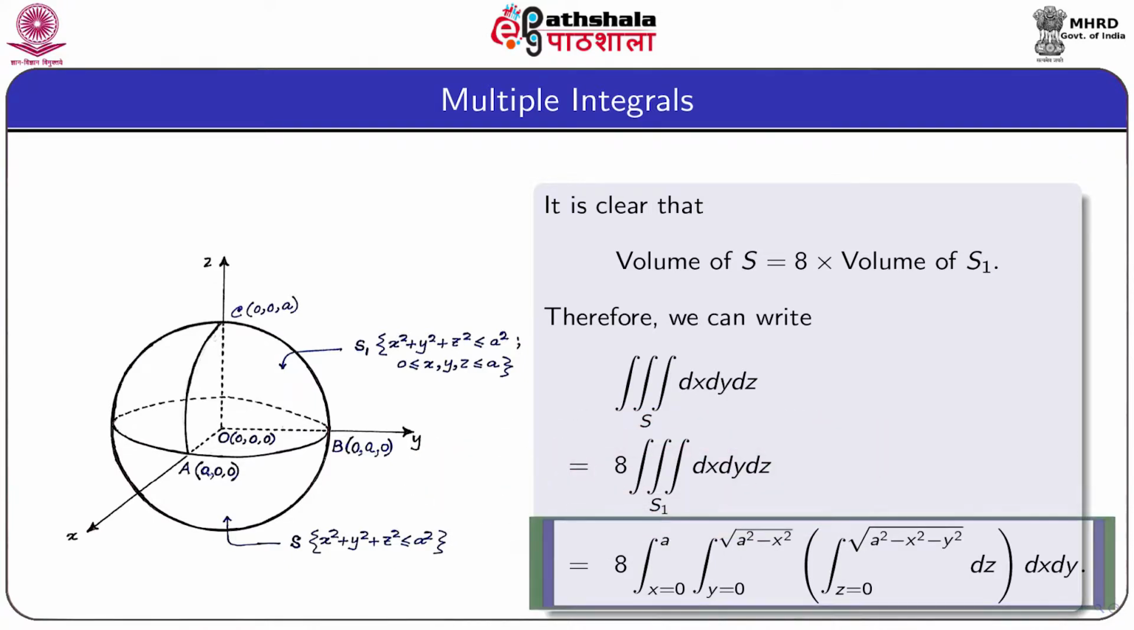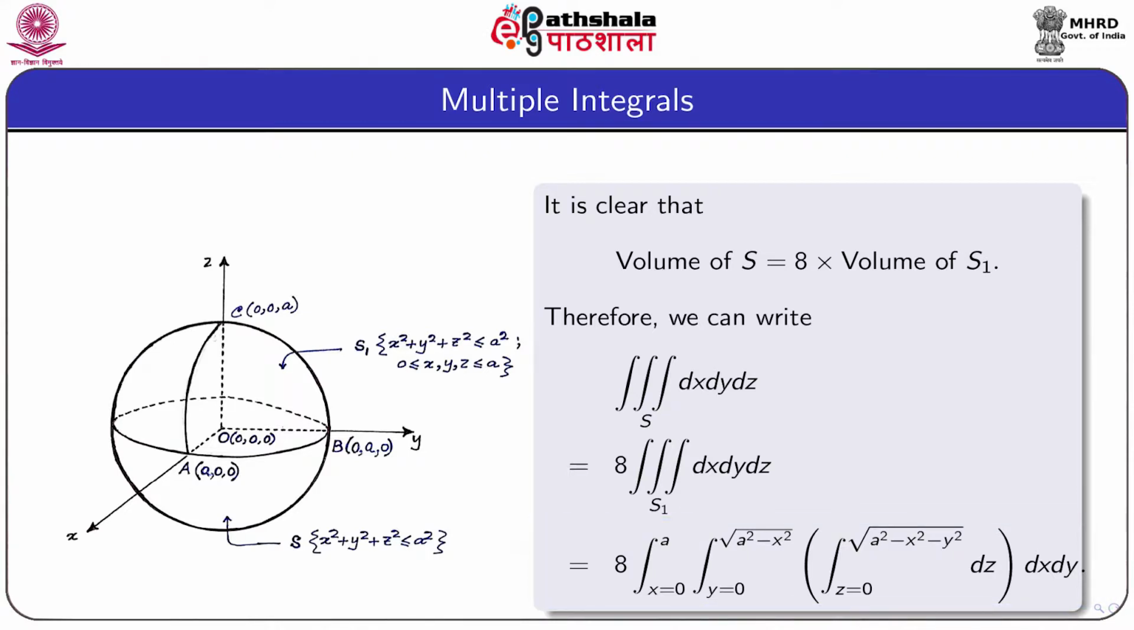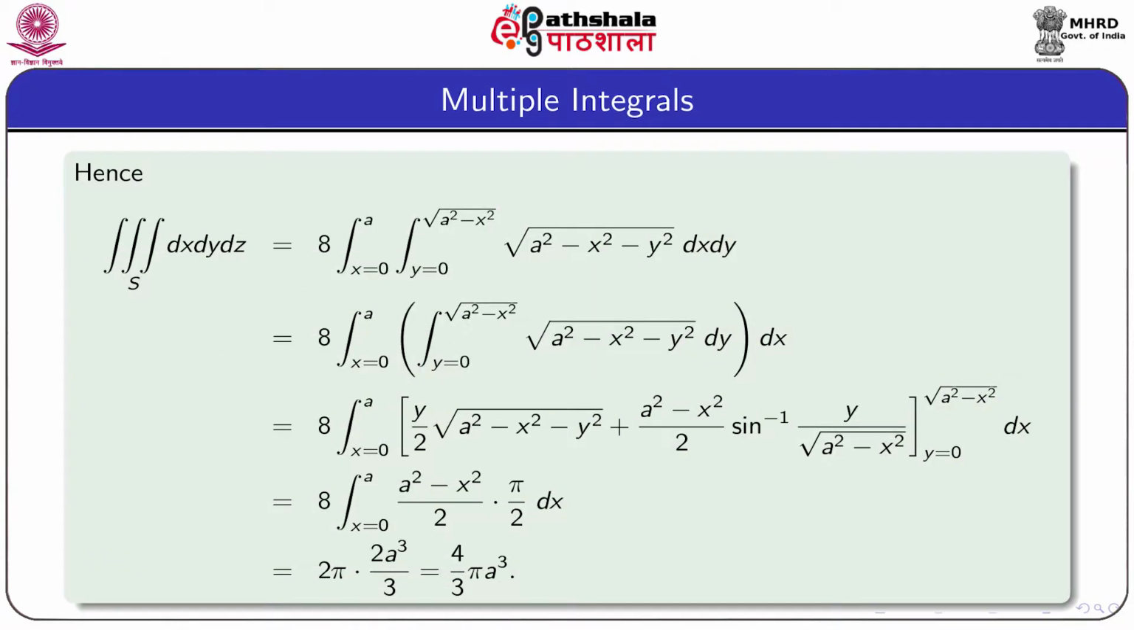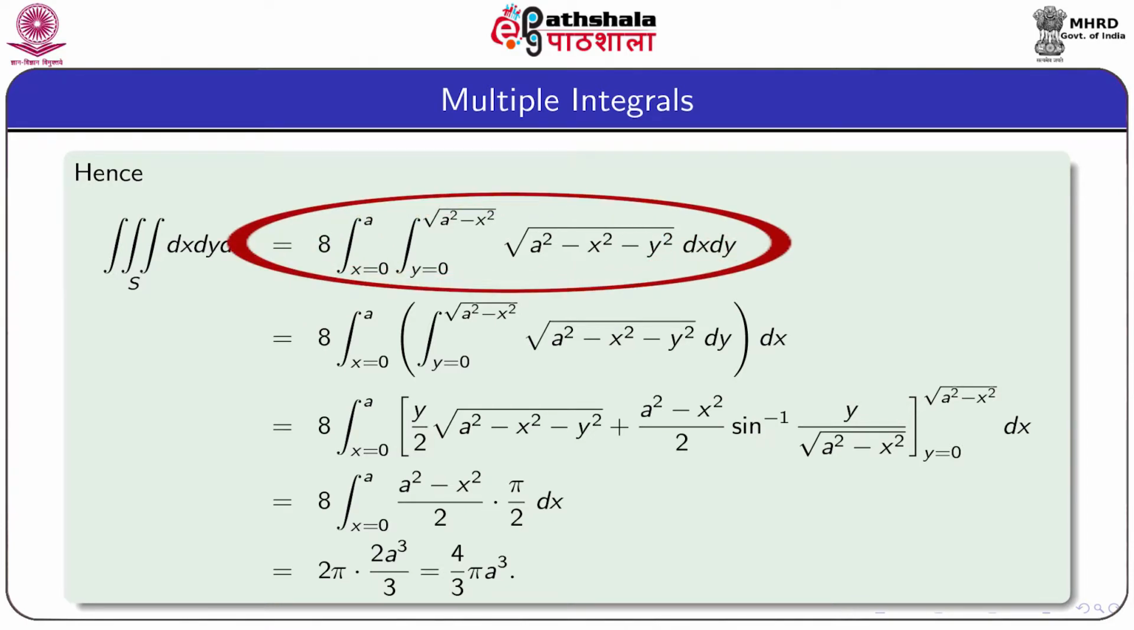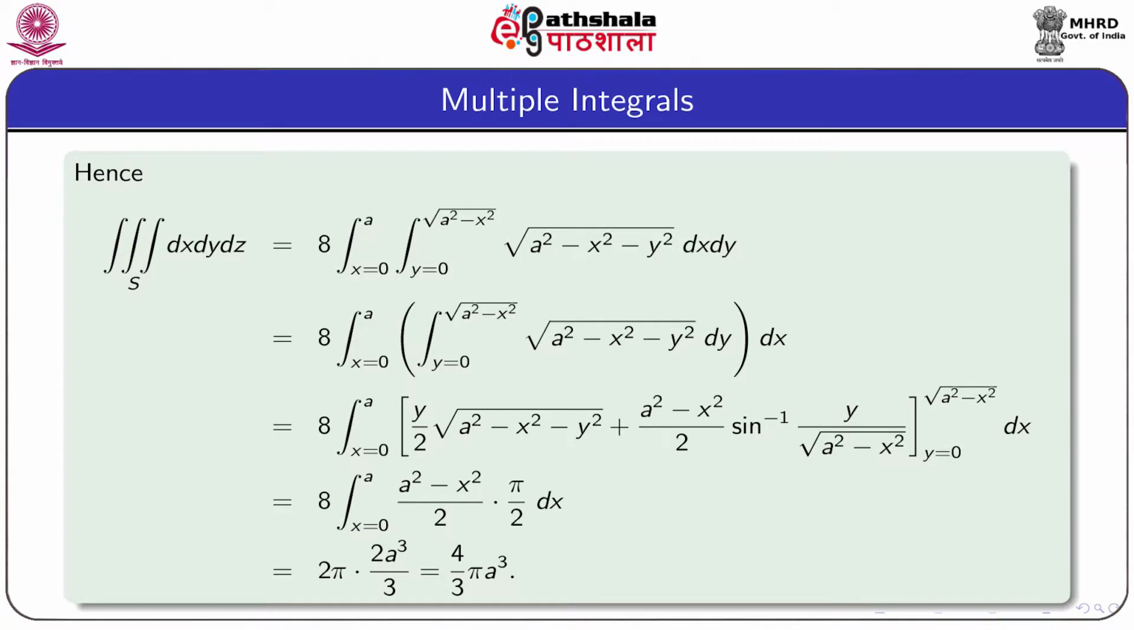and this equals 8 times the integral x equal to 0 to a, integral y equal to 0 to square root of a square minus x square, integral z equal to 0 to square root of a square minus x square minus y square, dz dx dy. Hence, the triple integral over S dx dy dz equals 8 times the integral x equal to 0 to a, integral y equal to 0 to square root of a square minus x square, of square root of a square minus x square minus y square, dx dy.